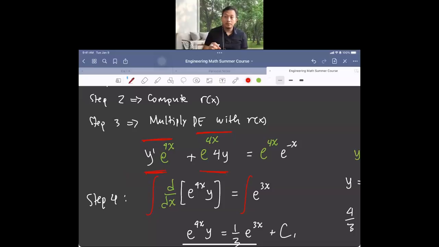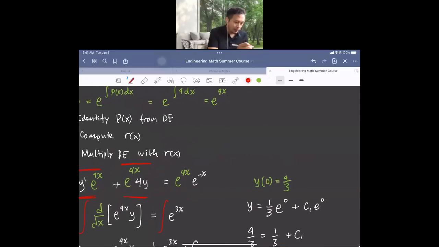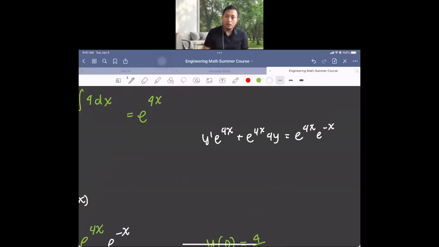Okay, now this is quite a tricky one. This is actually the essence of the method. Let me just rephrase that: y prime e to the 4x plus e to the 4x for y. So this is what we have, right? The method, why we call it the integrating factor, is because we want to combine this into one product.